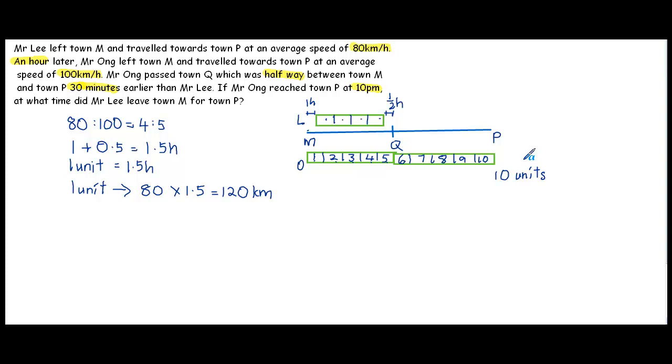We know that 1 unit equals 120 kilometers, so 10 units would give us 10 times 120 kilometers equals 1,200 kilometers. So 1,200 kilometers would be from M to P.